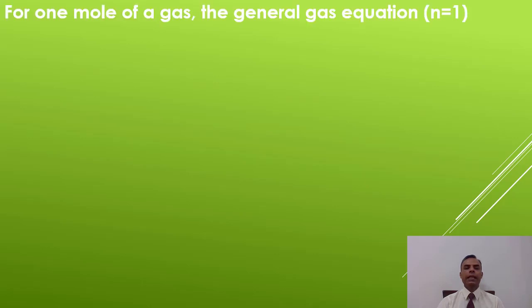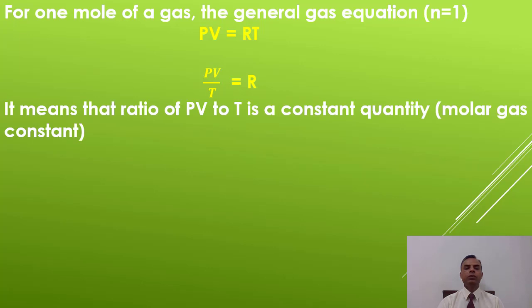For 1 mole of a gas, in the general gas equation, n is equal to 1. The equation becomes PV is equal to RT, and R becomes equal to PV over T. It means that the ratio of PV to T is a constant quantity, that is the molar gas constant.